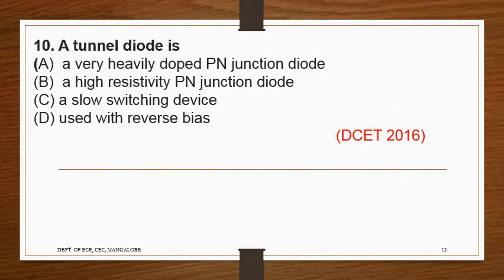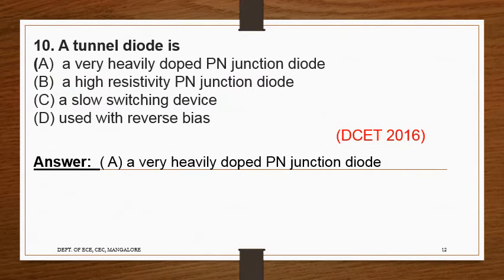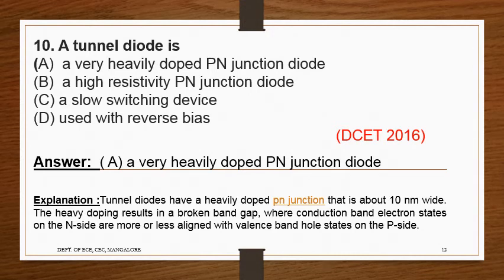A tunnel diode is: a very heavily doped PN junction diode, a high resistivity PN junction diode, a slow switching device, or is used with reverse bias. Answer: a very heavily doped PN junction diode. A tunnel diode has a very heavily doped PN junction that is about 10 nanometers wide. The heavy doping results in a broken band gap where conduction band electron states on the N side are more or less aligned with the valence band hole states on the P side.